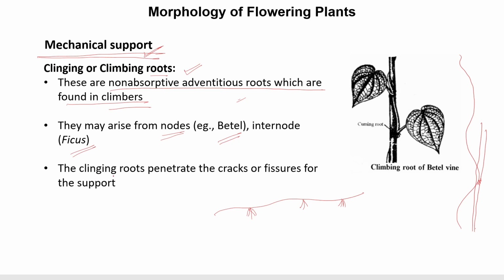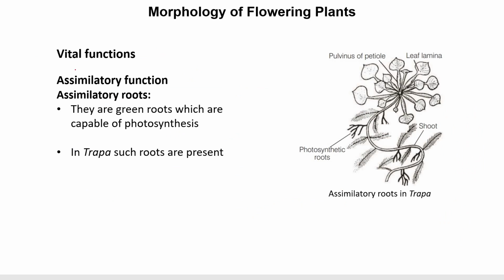The clinging roots penetrate the cracks or the fissures for the support. So they just get support, they get attached to the support and keep the plant erect. It moves in this direction. Okay, so this is the clinging or the climbing roots. Vital functions. So till here we have seen the mechanical support. Mechanical support is given by the three different types of roots: prop roots, clinging roots and stilt roots.